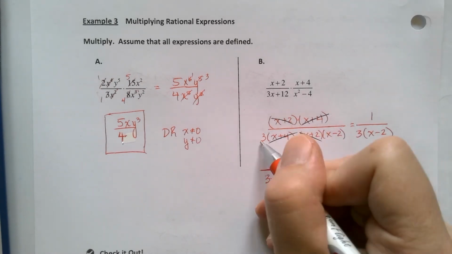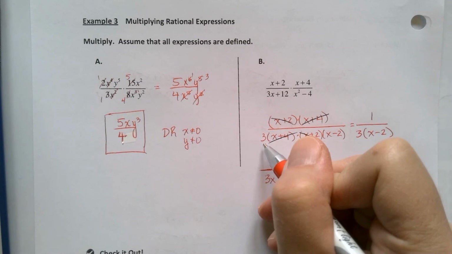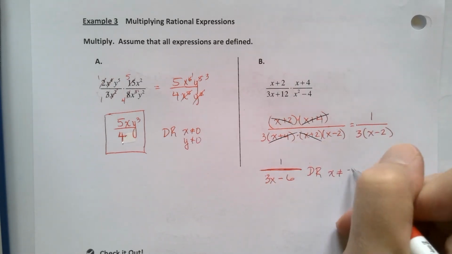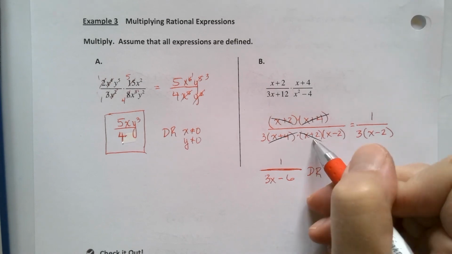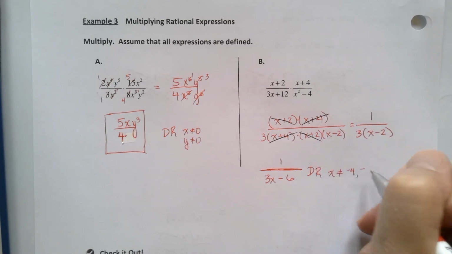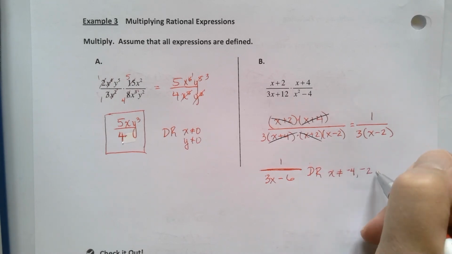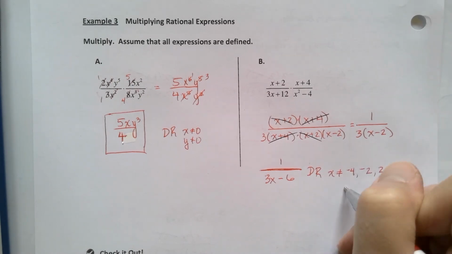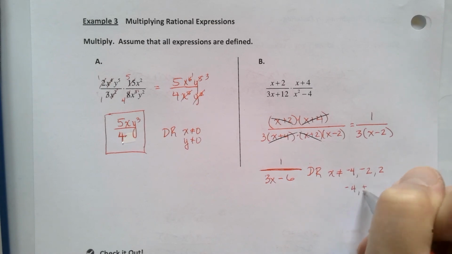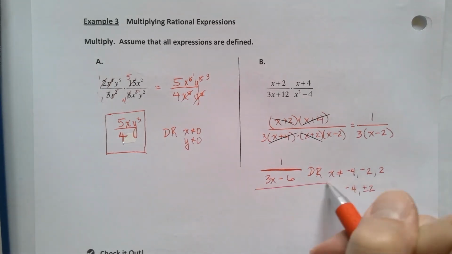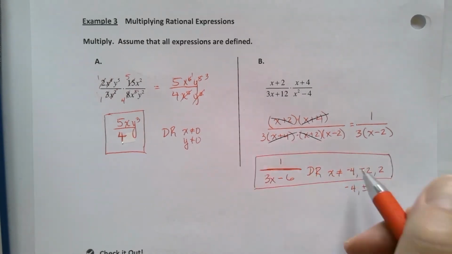Well, 3 will never be 0. It's a constant. It will always be 3. But x plus 4 could be 0 if x was negative 4. X plus 2 could be 0 if x was negative 2. And x minus 2 could be 0 if x was positive 2. Which also could be written as negative 4 plus or minus 2. Either way works. But that is my final answer with the domain restriction for extra practice.